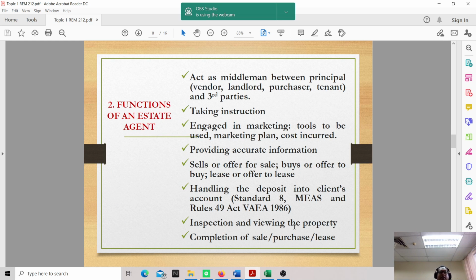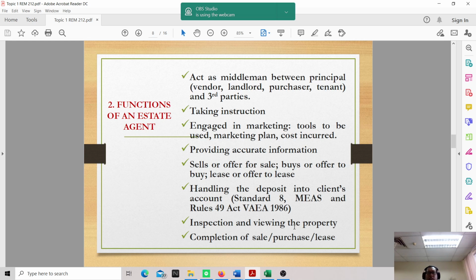So the main function of an estate agent, like I said before, is to be the middleman between the principal and the third party. The vendor, the landlord, the purchaser, or even the tenant can become your principal. So as a middleman, you handle everything. Number 2, take instruction. Number 3, engage in marketing. What kind of tools to be used, the marketing plan and the cost incurred. So you have to fork out some money for the marketing that you have to do to market the property.